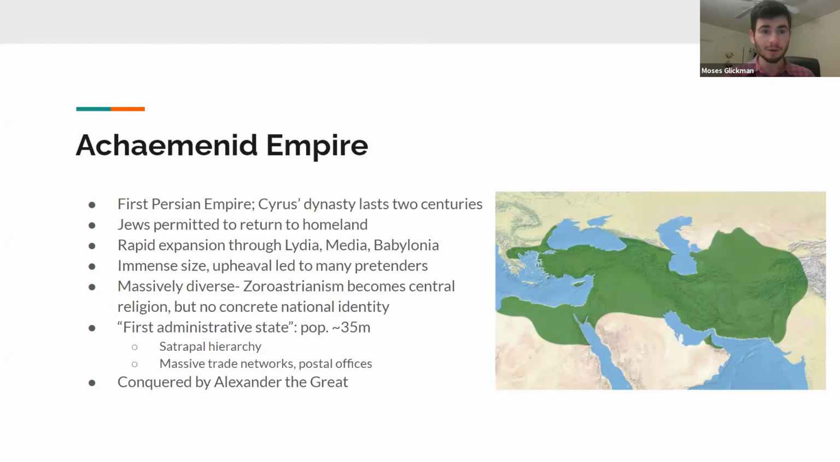So there's so much trade going on this road that the cut they're taking out of trade profits is nearly equivalent to all of the amount they're getting in taxes from all of these satraps. So they build this modern administrative state, and it's intensely successful.